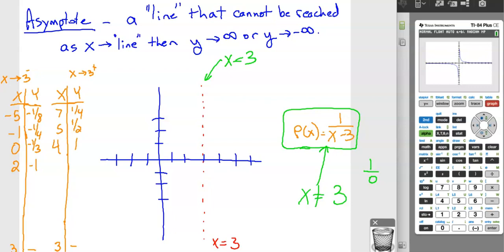Then I want you to consider all the numbers that are away from that. So at 4, at 5, at 6, what's happening to that function? At 3.5, at 3 1/4, what is happening to that function? And then look at the XY chart on the numbers that are less than 3. So at 2, at 1, at 0, at -1. And how about at 2.5?